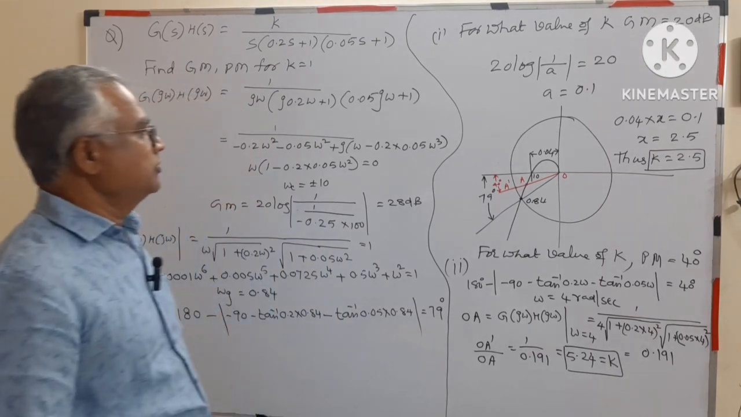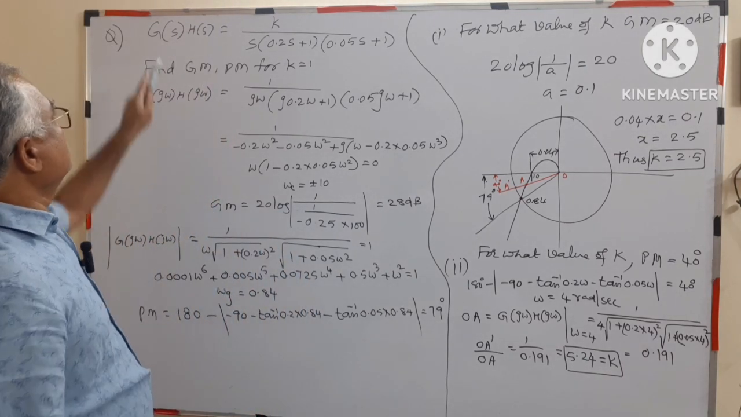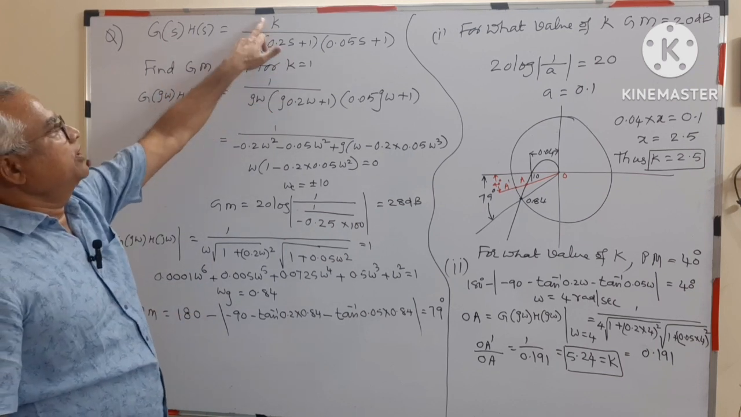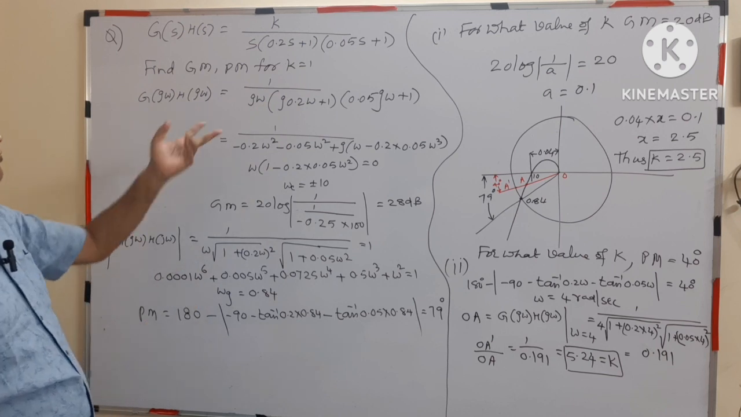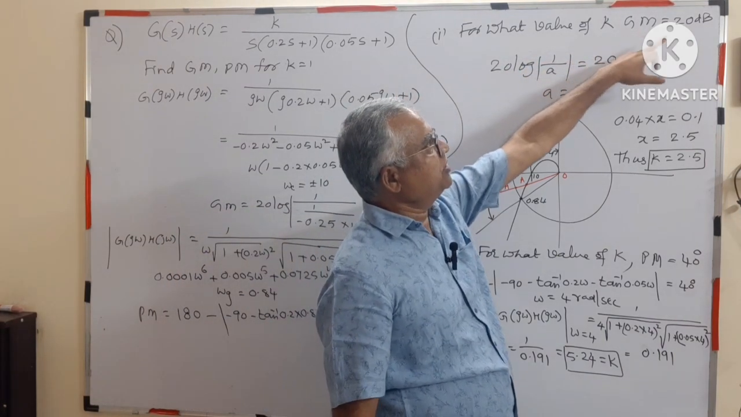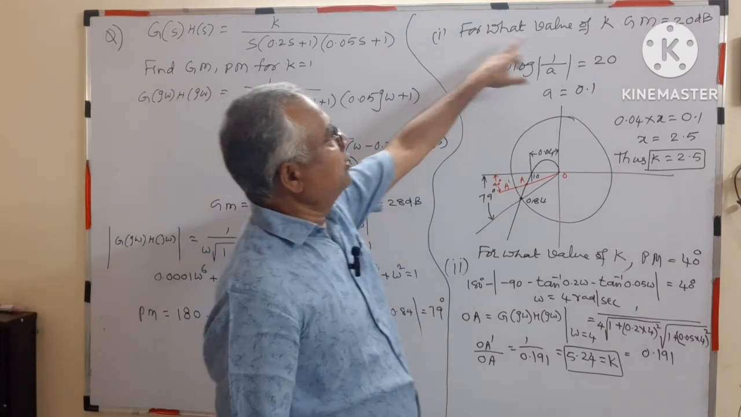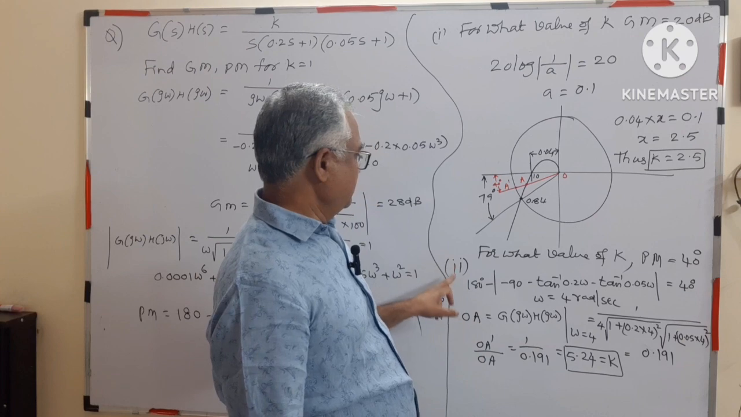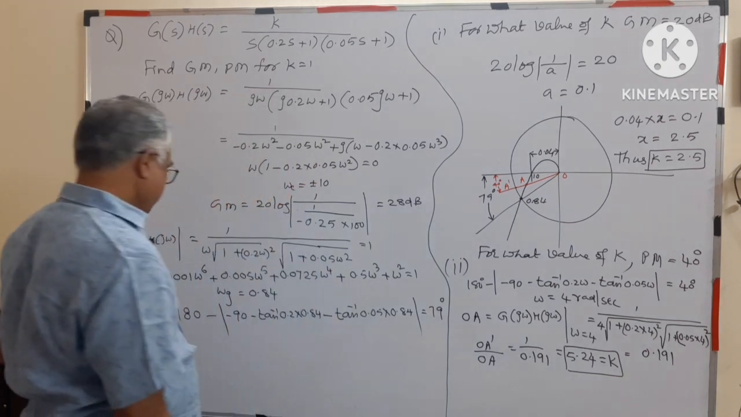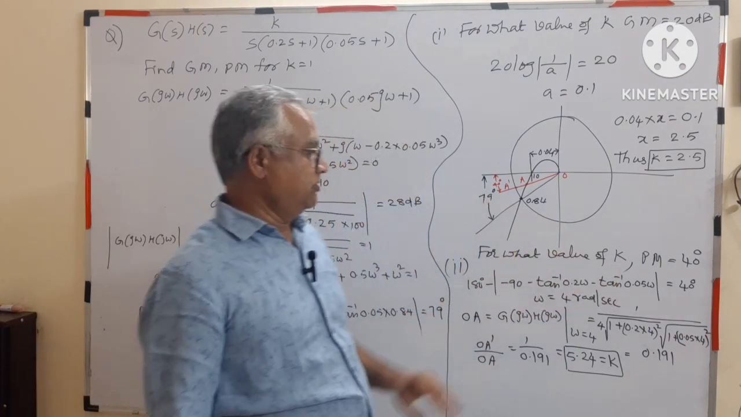This is another model. It is a special model design problem. So G(s)H(s) is given. Find the gain margin and phase margin for K equal to 1. Later, for what value of K is the gain margin 20 dB? Here we got a gain margin of 28, but for what value of K is the gain margin 20? Another question: for what value of K is the phase margin 40 degrees? Here we got a phase margin of 79. Now to get 40, what should be the value of K? So these are the questions.